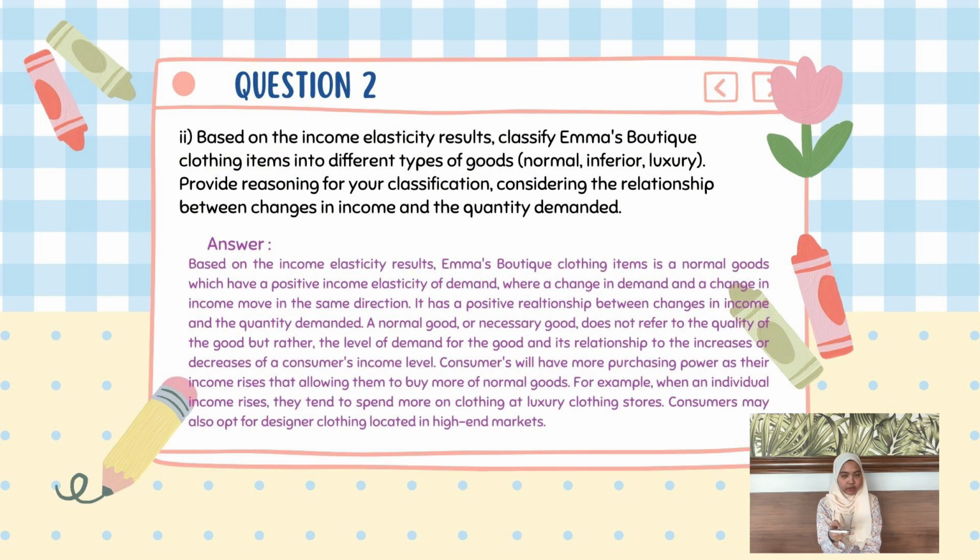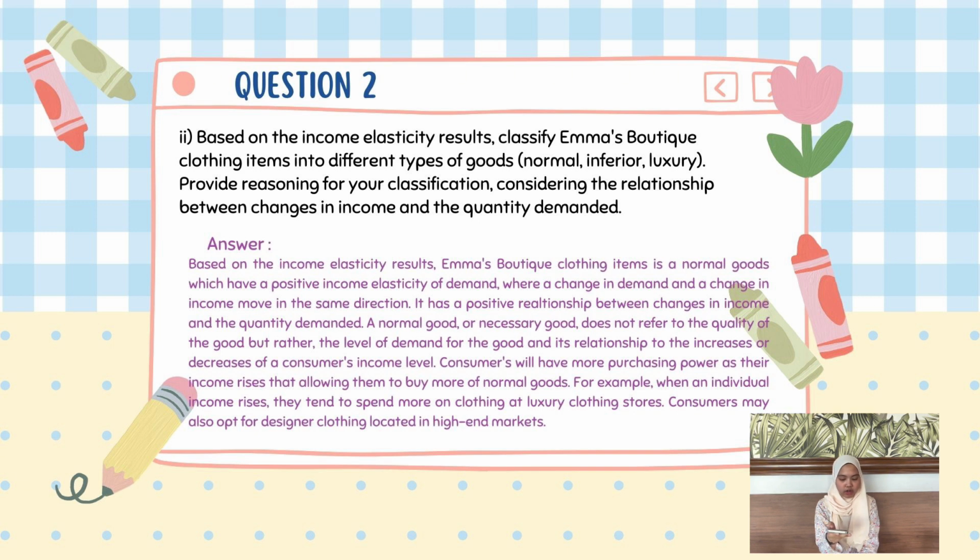For question number 2B, based on the income elasticity results, classify Ammar's boutique clothing items into different types of goods: normal, inferior, or luxury. Provide reasoning for your classification, considering the relationship between changes in income and the quantity demanded. Based on the income elasticity results, Ammar's boutique clothing items is a normal goods which have a positive income elasticity of demand, where a change in demand and a change in income move in the same direction. It has a positive relationship between changes in income and the quantity demand.